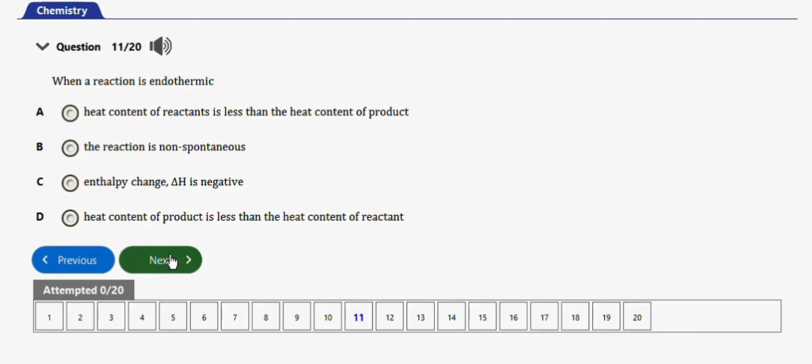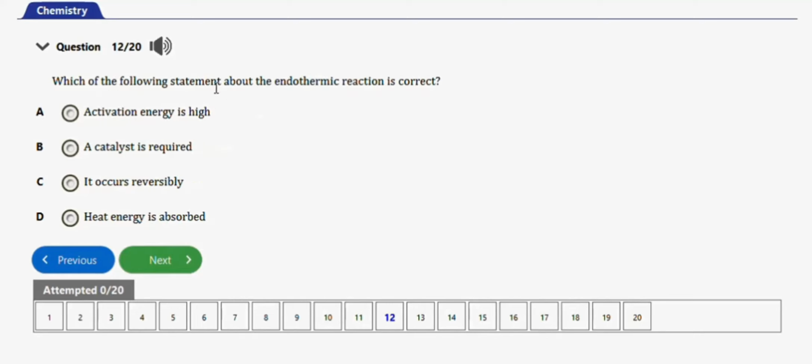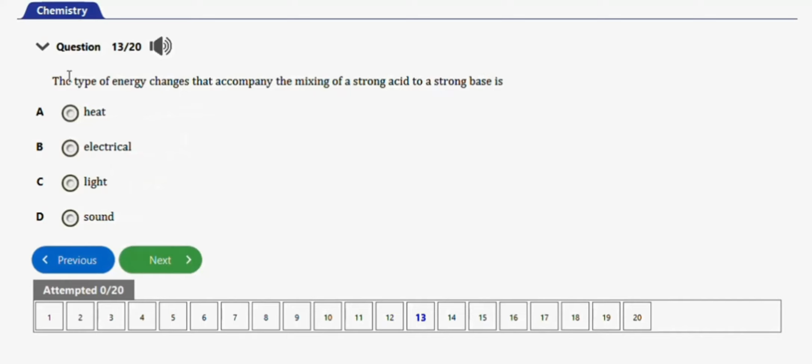The next question will be this one. It says, which of the following statements about the endothermic reaction is correct? So the right answer is option D. Heat energy is absorbed. That's for this question. Next question is this one. It says, the type of energy change that accompanies the addition of a strong acid to a strong base is heat. Alright, option A is obvious.